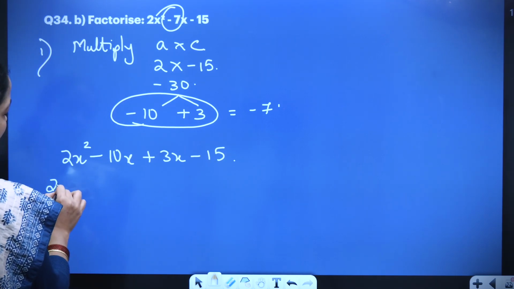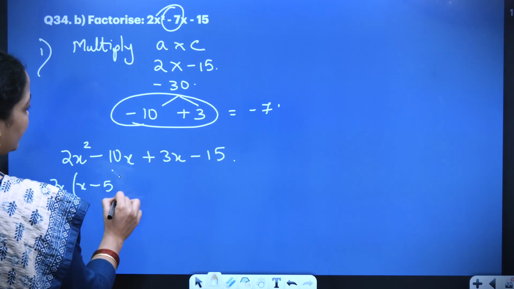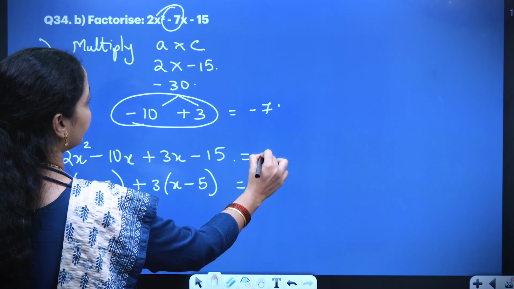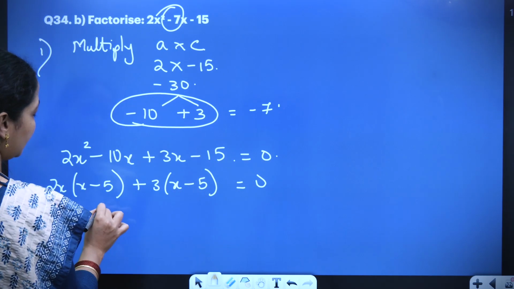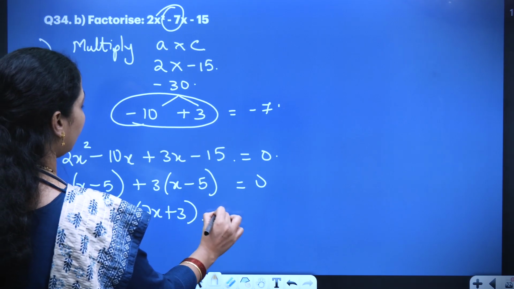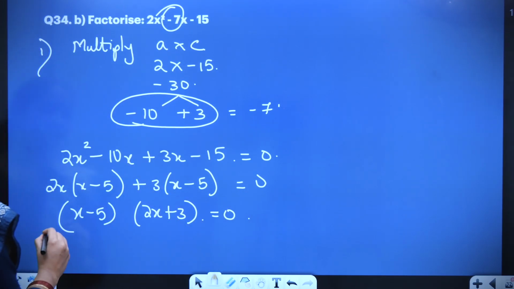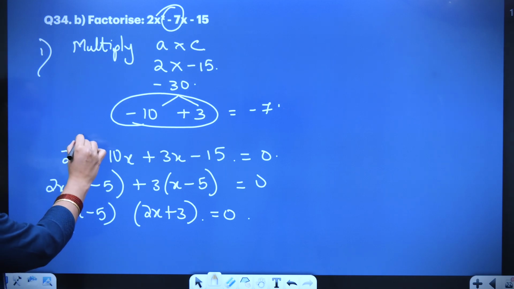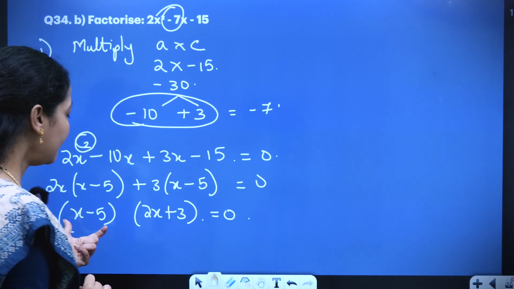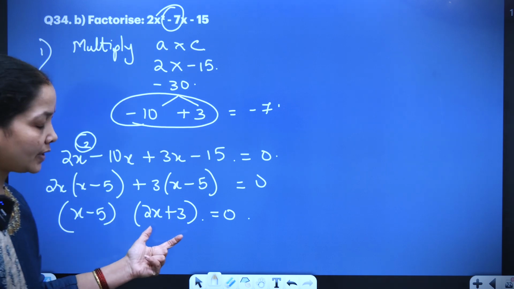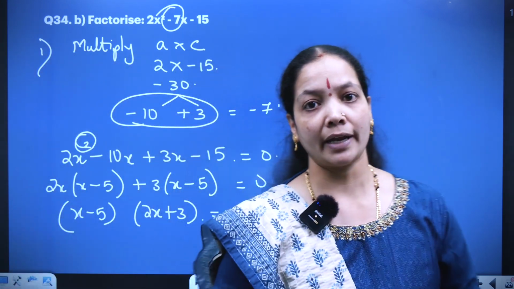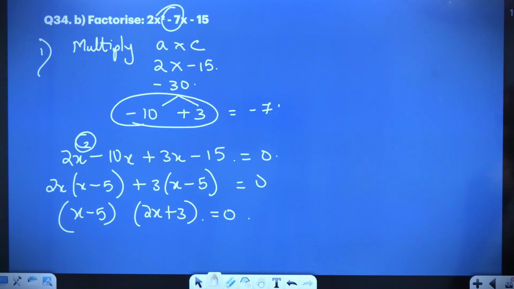In this, 2x is common, so 2x into x minus 5 plus 3 is common, x minus 5. Hence, x minus 5 common, 2x plus 3 equated to 0. Therefore, the factorized format: this is a quadratic equation because the degree is 2. I have to get two factors here. My first factor is x minus 5 and the second factor is 2x plus 3. Using splitting the middle term, I have derived this conclusion.